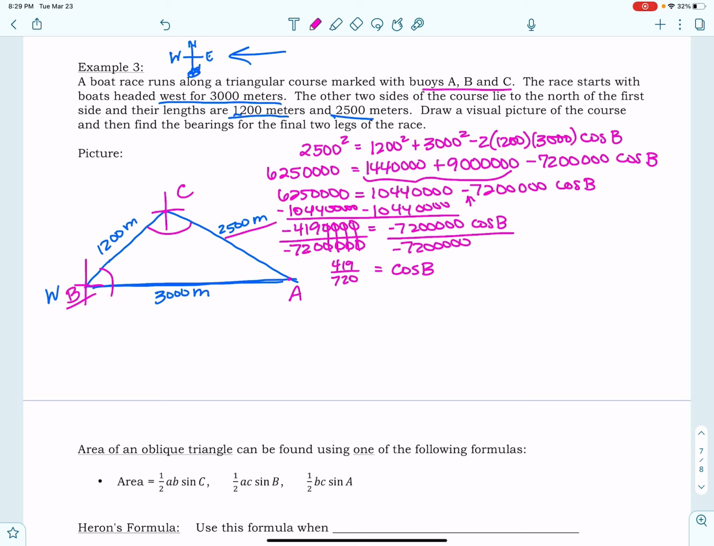So then, of course, in my calculator, what I'm going to do is type in cosine inverse of 419 divided by 720, and what you get for angle B is approximately 54 degrees. I didn't switch to the calculator, but just trust me. So 54 degrees right here. All right, so one's down. Now we just need the other one. So we are going to try for the other angle.